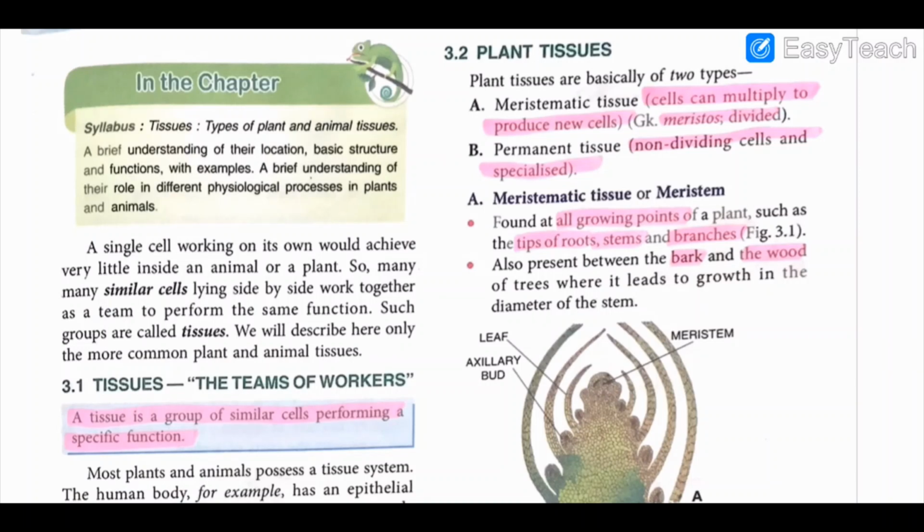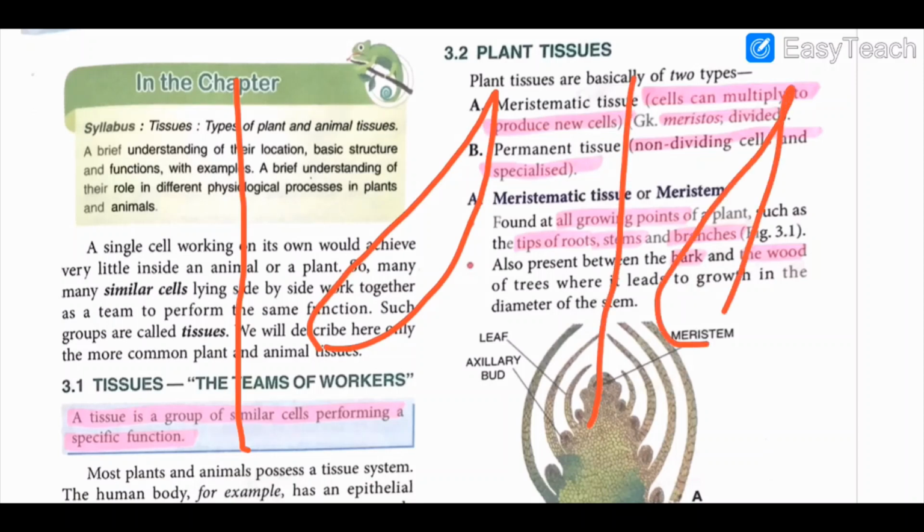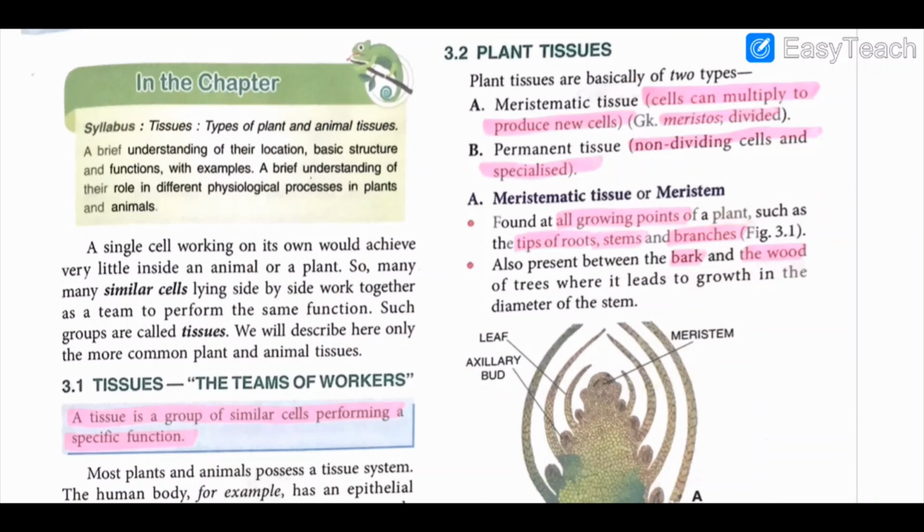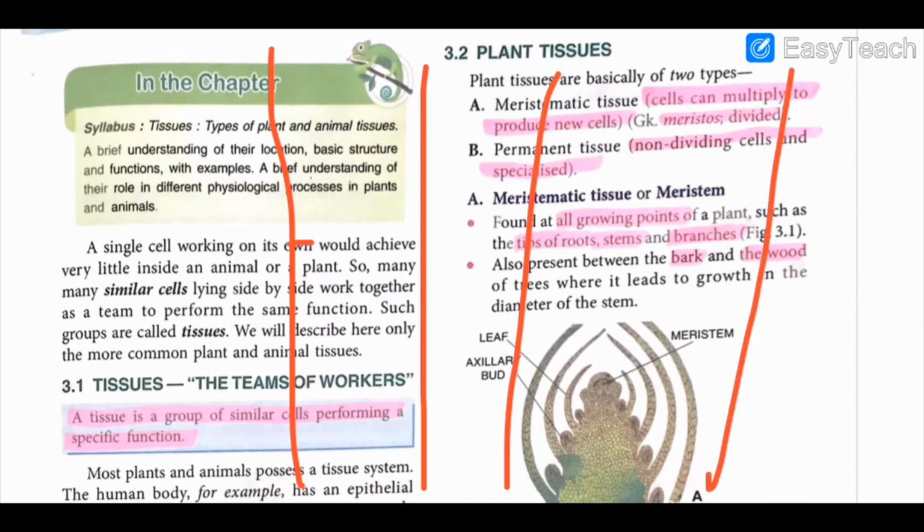Meristematic tissues are found at all growing points of a plant, such as the tips of roots, stems, and branches. It is also present between the bark and the wood of trees, where it leads to growth in the diameter of the stem. So it's either present in the stem or the leaves of any plant, let's say a money plant or any plant as such, that grows in length like this, or it is present in really big trees that have wood that only grow in diameter. So from this, it turns into this. Why? Because the meristematic tissue keeps on dividing and dividing.